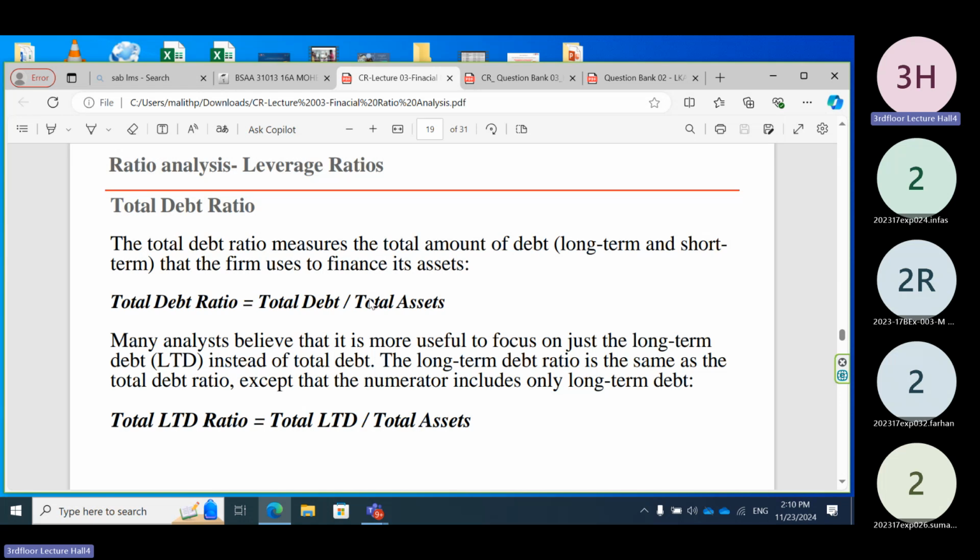Total debt, total assets, and total long-term debt ratio. Total long-term debt divided by total assets. If it is 1, what does it mean to you? It means the assets are financed entirely by debt. It can't be 1, right? So then maybe 50%. 50% means the total assets were invested 50% by you and 50% from debt finance.